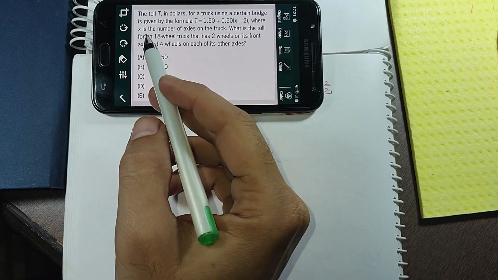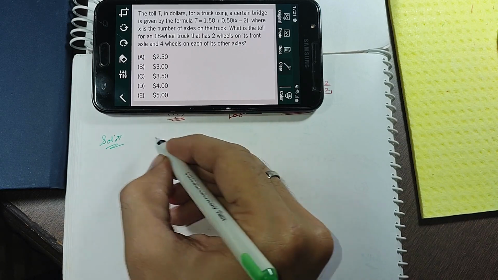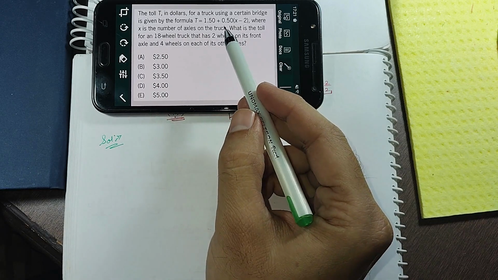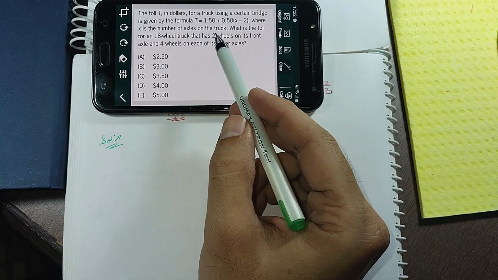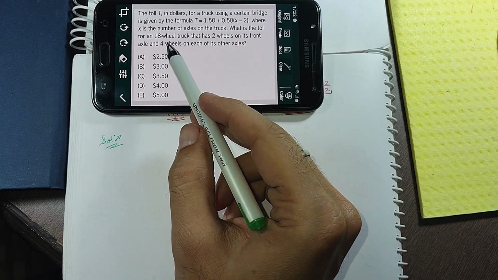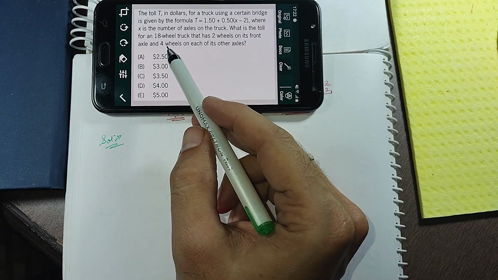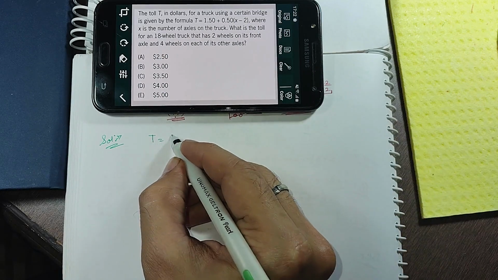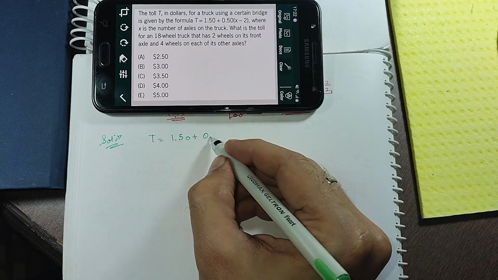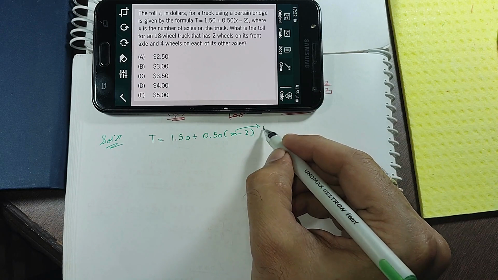The toll T in dollars for a truck using a certain bridge is given by the formula T equals 1.50 plus 0.50 times (x minus 2), where x is the number of axles on the truck. What is the toll for an 18-wheel truck that has 2 wheels on its front axle and 4 wheels on each of its other axles? So the formula is 1.50 plus 0.50 into (x minus 2), where x is the number of axles.